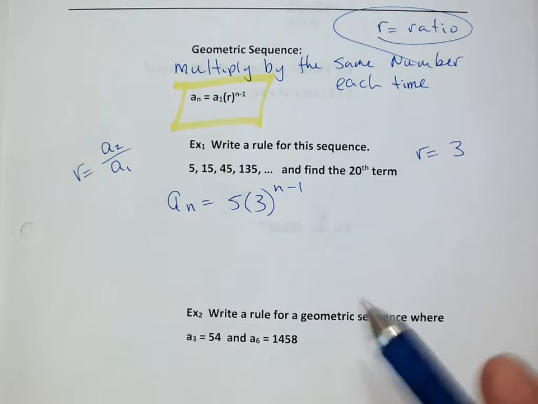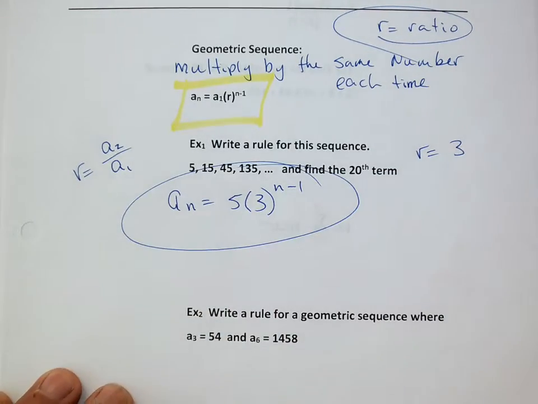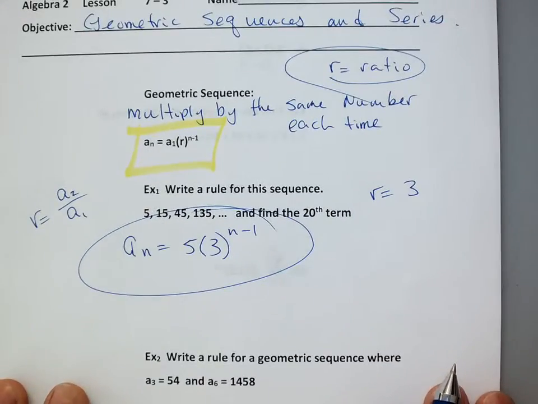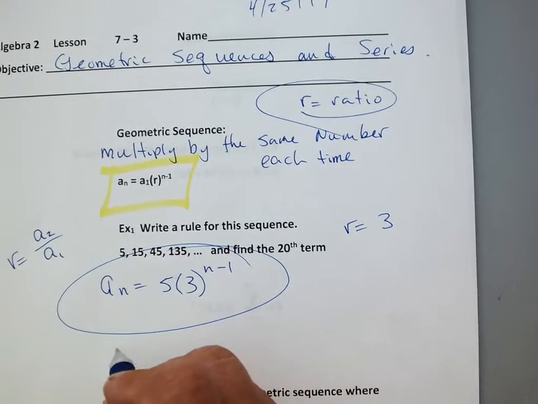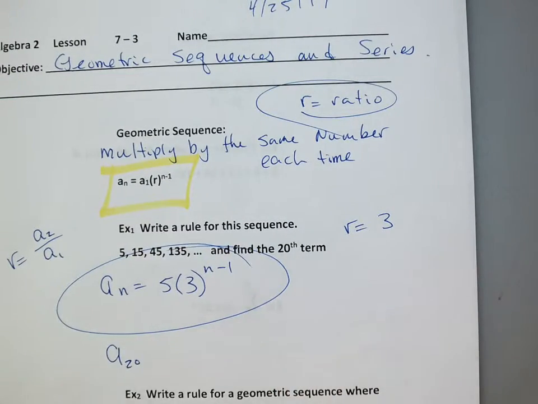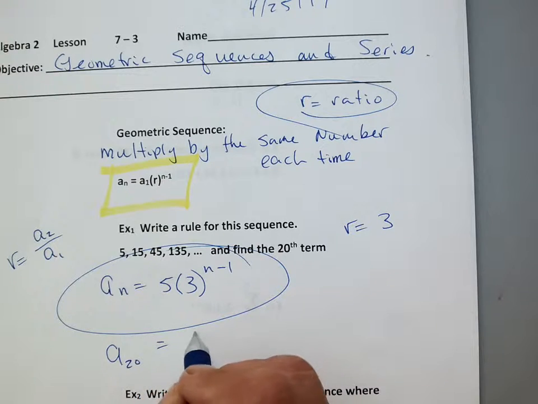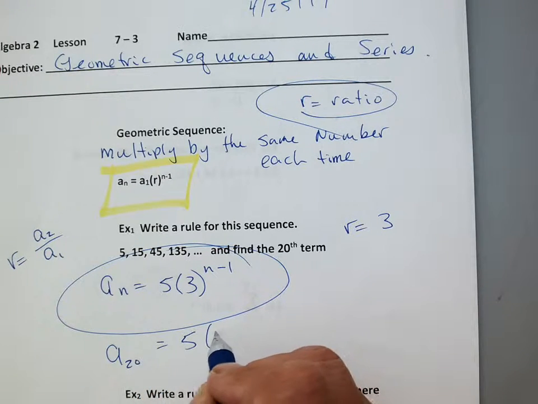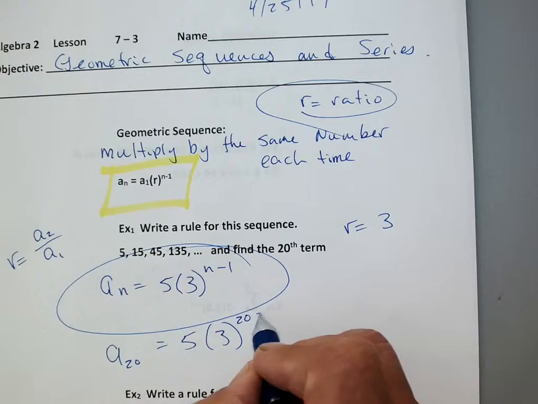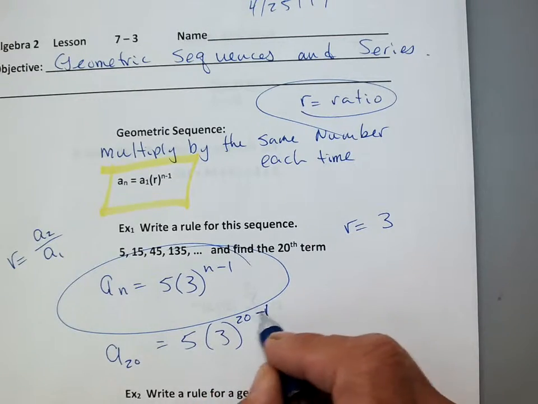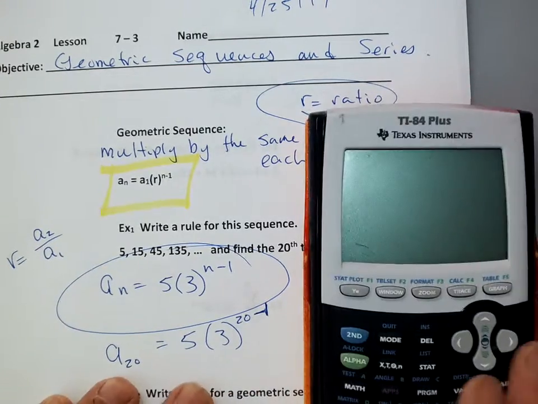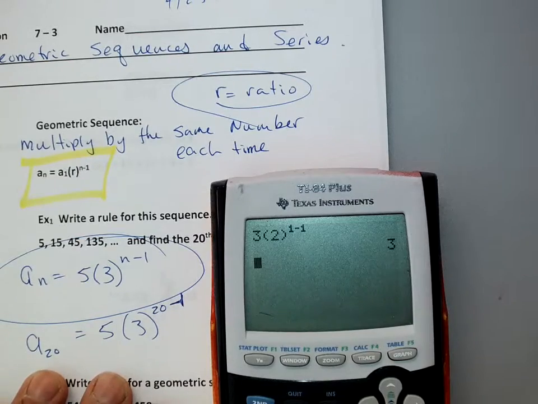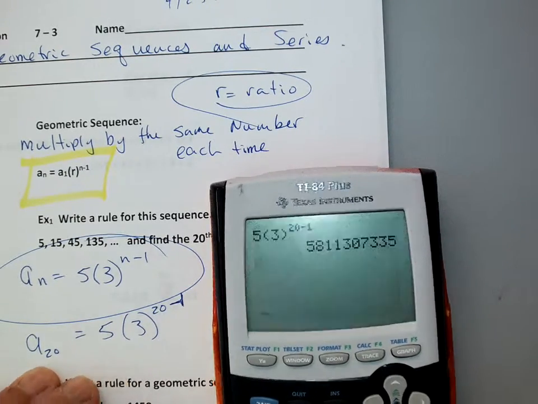Easy, right? Done. Now, if I want to find the 20th term, I'm going to say, okay, A of 20. If I want the 20th term, A of 20 equals 5 times 3 to the 20 minus 1 power. Okay, so I'm just going to use my calculator, 20 minus 1. It's going to be a big number. You're right, Caleb. Huge number, isn't it? 5 times 3 to the power of 20 minus 1, right? Which is, big number.